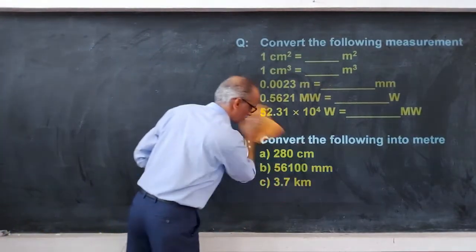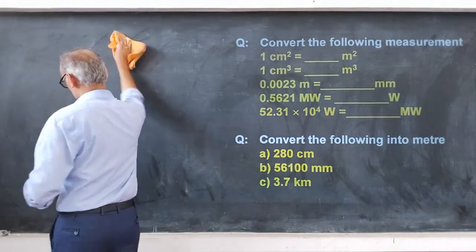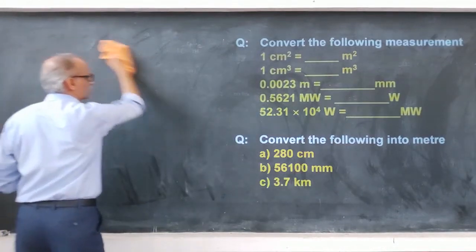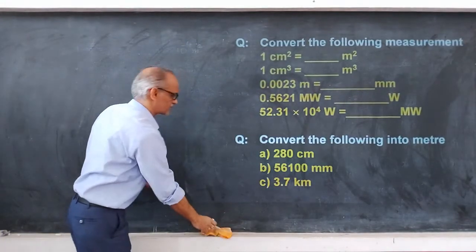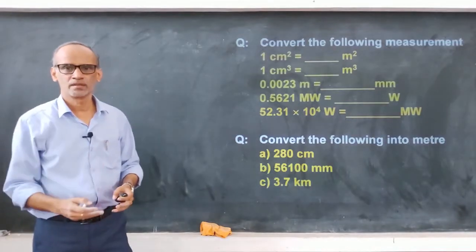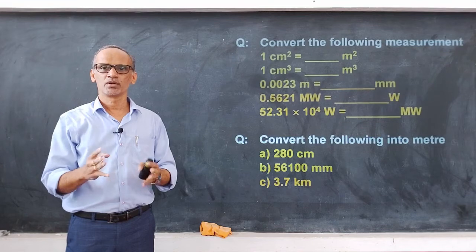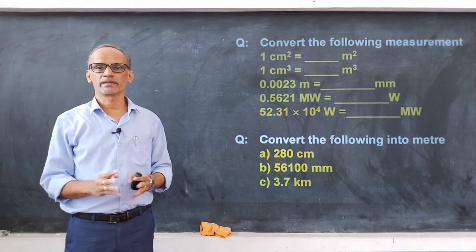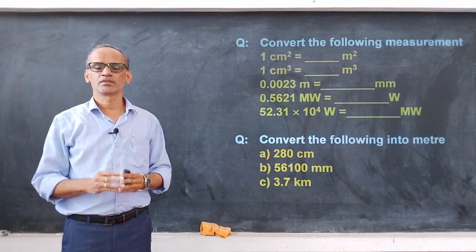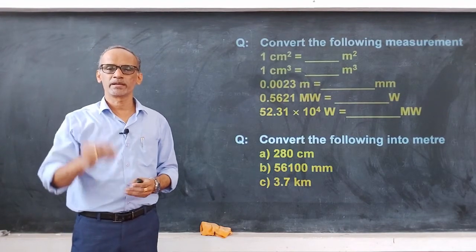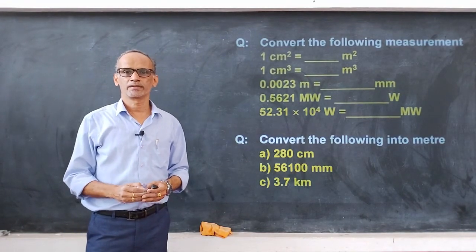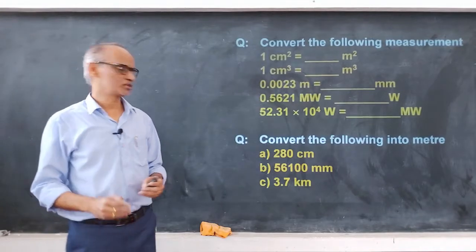And notes of this chapter will be provided, and you have to write the entire notes in the notebook provided to you all by the college. If you have not collected the books, come to the college and collect the notebook from the library and then start writing the second chapter, which is units and measurement.